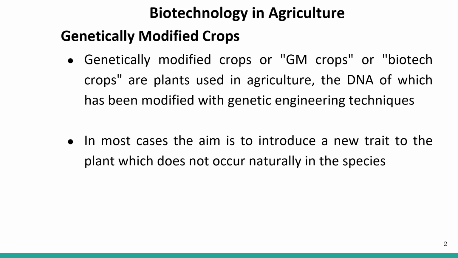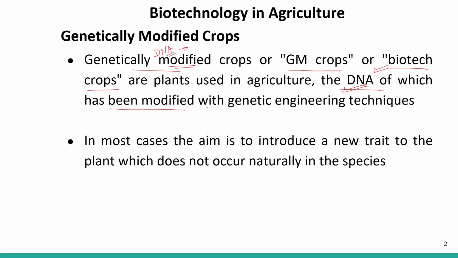So let us first talk about genetically modified crops. What are genetically modified crops? GM crops, or genetically modified crops, or biotech crops, are plants used in agriculture, the DNA of which has been modified. There is a sort of modification in the DNA of that particular crop, and that is why it is called a biotech crop. And why is it called a genetically modified crop? Because its DNA has been modified.